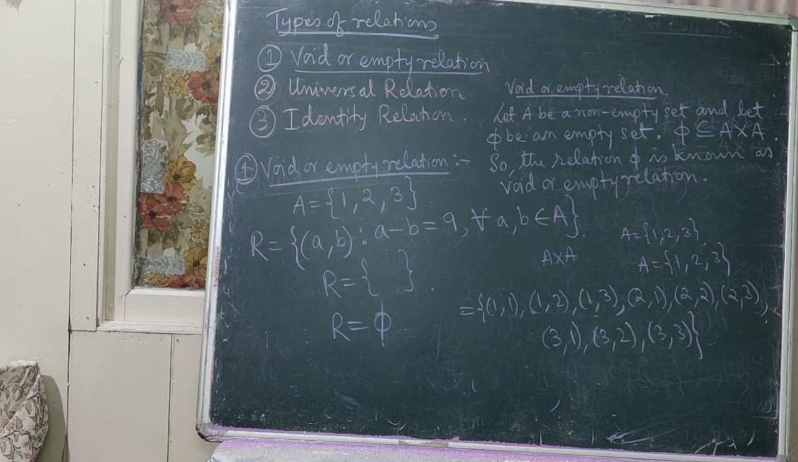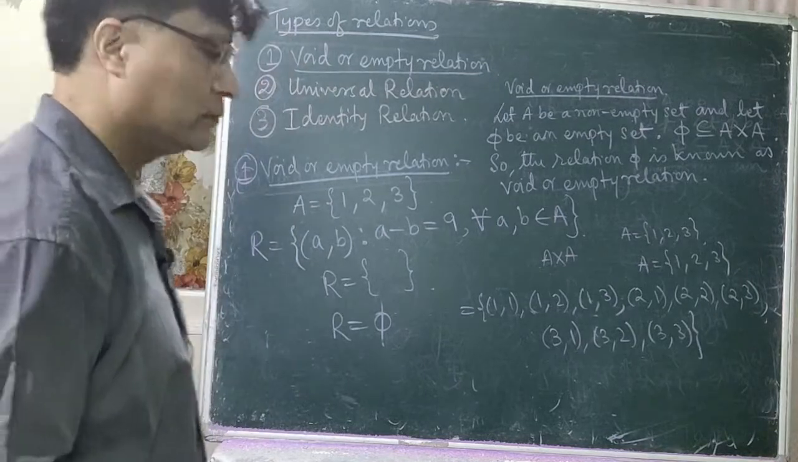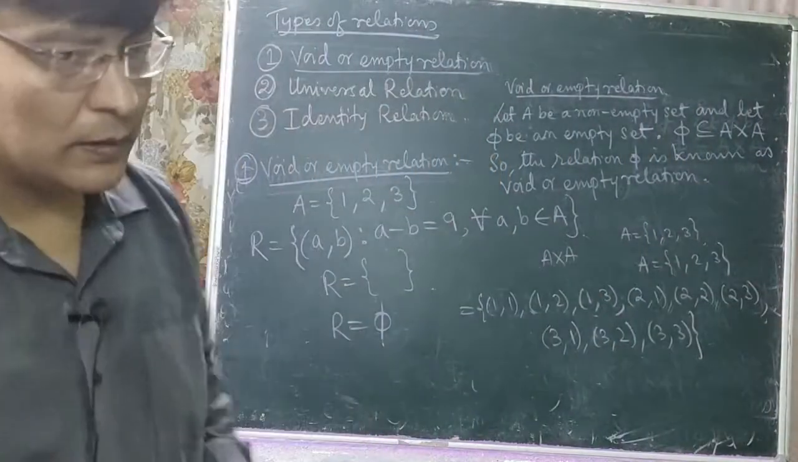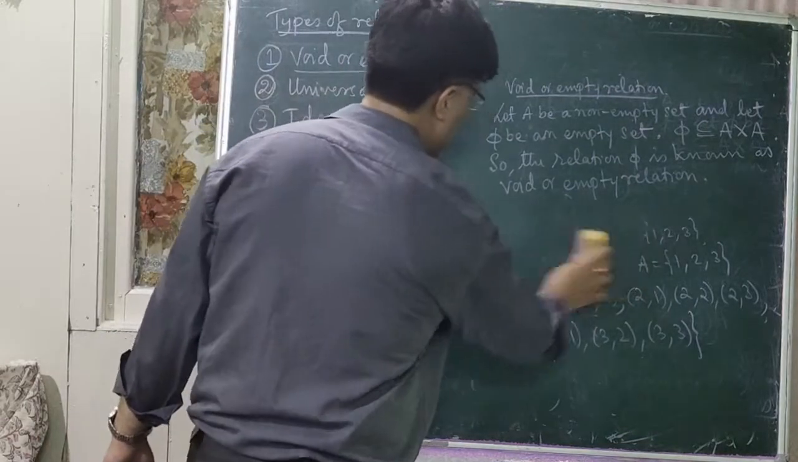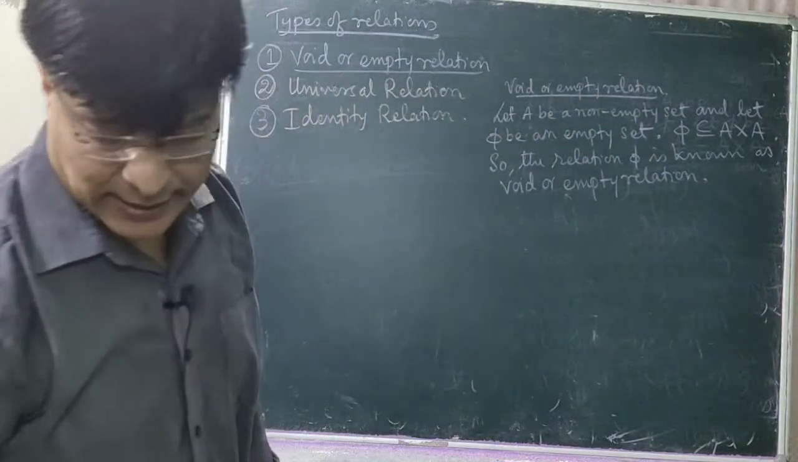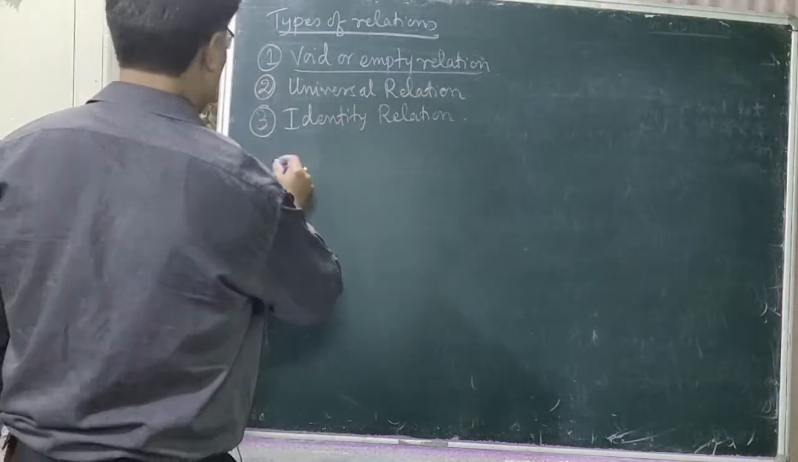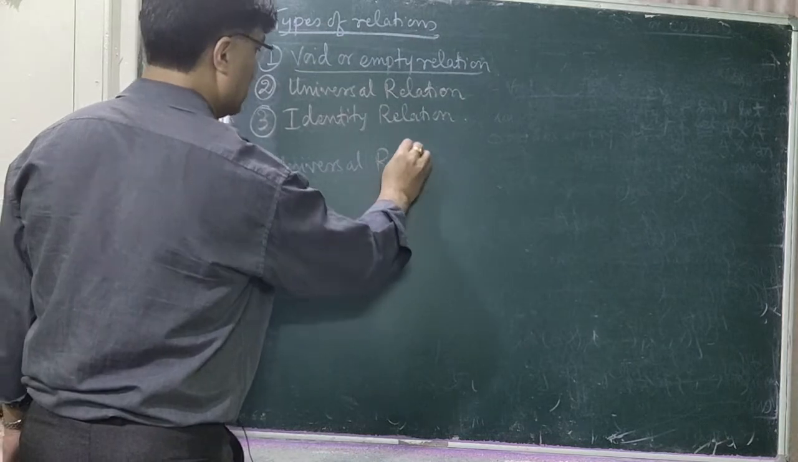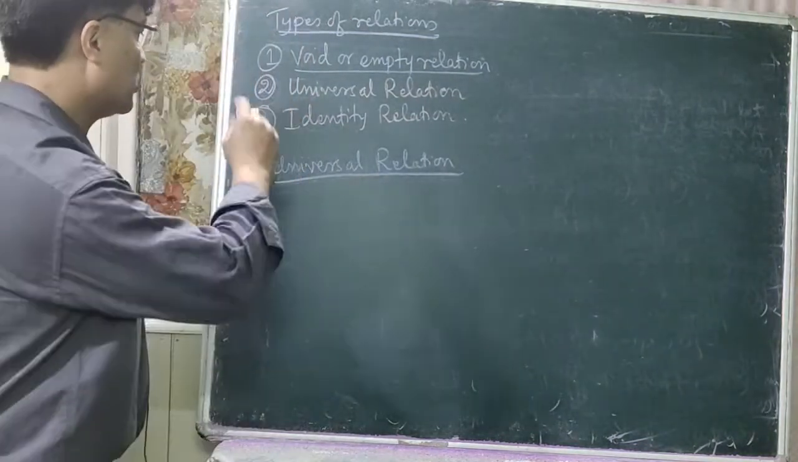So now we'll do the next relation, that is your universal relation. So now let us do the universal relation, okay? So first of all, take an example. So let us take an example for universal relation. Number two is universal relation. So what is meant by universal relation now? Okay, so let us take an example.